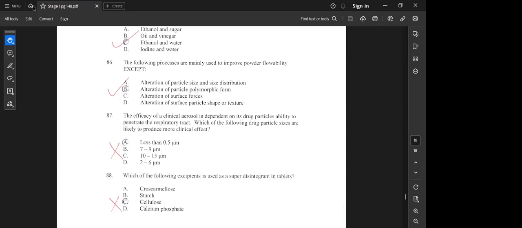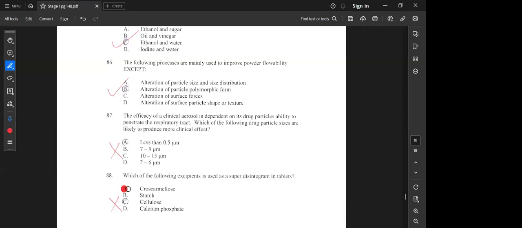Let's go to question number 87. The efficacy of a clinical aerosol is dependent on its drug particles' ability to penetrate the respiratory tract. Which of the following drug particles are likely to produce more clinical effects? This topic I love. So we have less than 0.5 micrometers, 7 to 9, 10 to 5, 2 to 6. Personally, I think D.